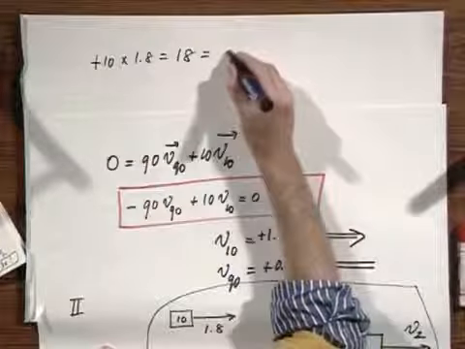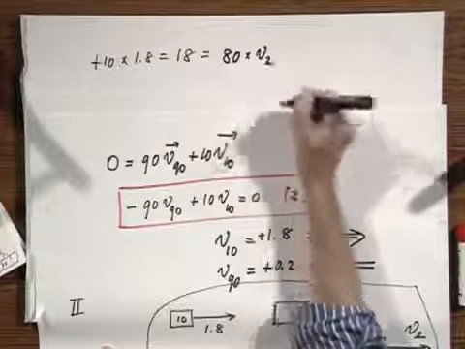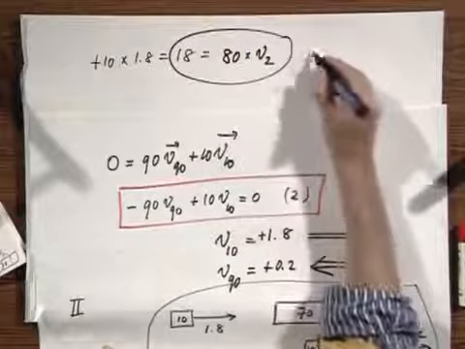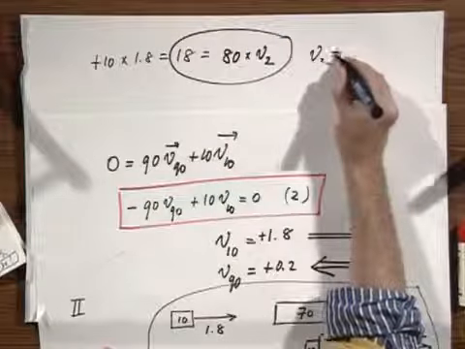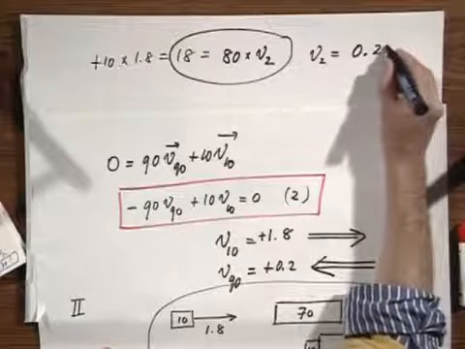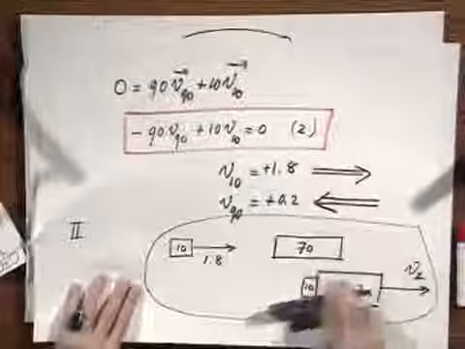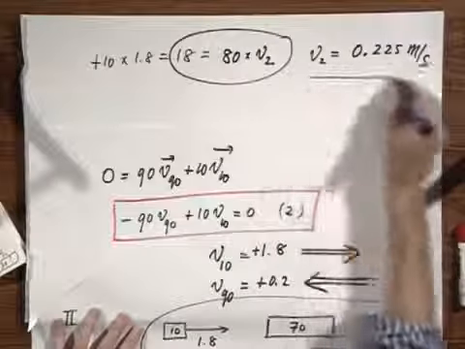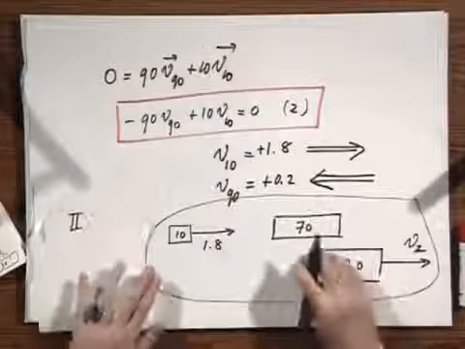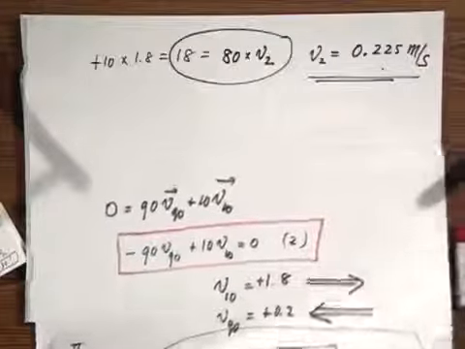Afterwards, I have 80 times V2, and so it follows immediately that V2 equals 18 divided by 80, which is 0.225 meters per second in this direction. So I know now after the impact that the two go together with this speed.